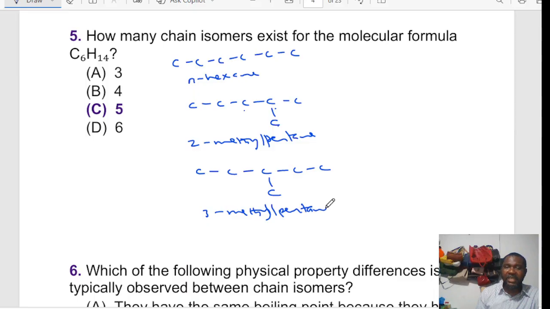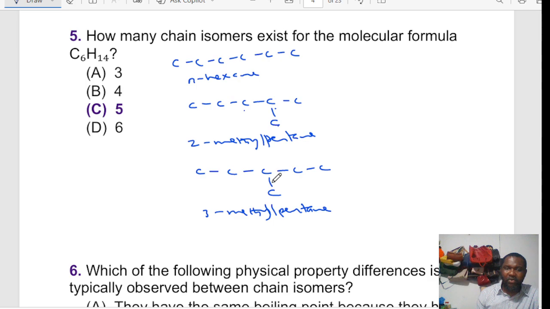Now I'm not putting the hydrogens yet. The reason is because I want to be fast in getting the answer. This is a multiple choice question. If this was a theory question, then I can complete my carbons, my hydrogens. I hope we get that. Okay, so this is 3-methylpentane.